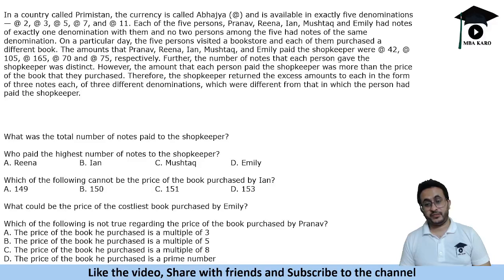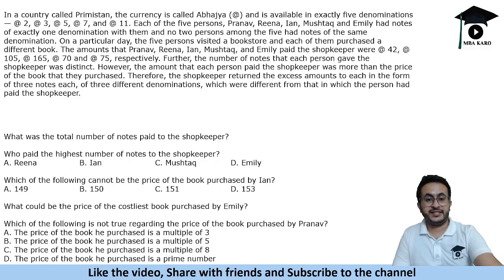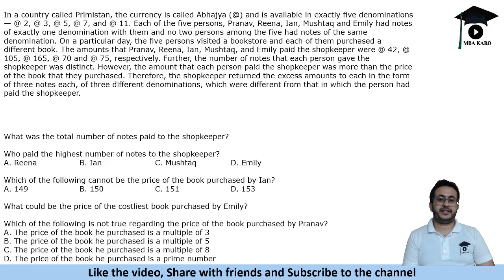Okay, so here's the next one. It is again quite an interesting set. It says that in a country called Primistan, the currency is called Abhajya, and it is available in exactly 5 denominations. The symbol is @ 2, 3, 5, 7 and 11.